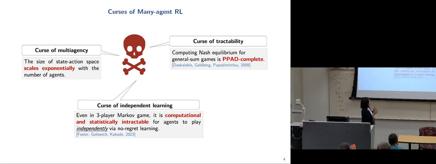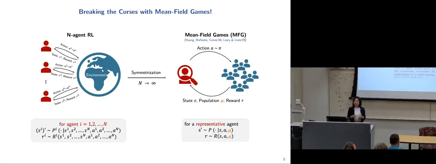At this point, this seems to be a hopeless problem to solve, and we all know that if we are encountering a very hard problem, what should we do? Either we change the problem, which of course is not what we really want to do here, or we can relax the solution concept. And this is precisely what I'm going to show you in this talk: that we're able to break all these curses through the so-called mean field game approximation.